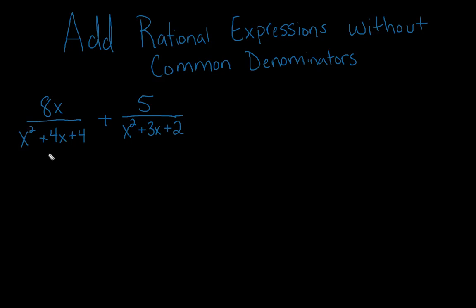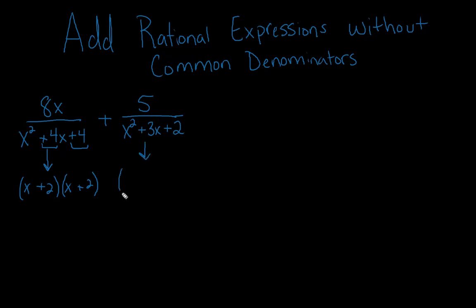The way we're going to do this is we are going to factor both denominators. So I'm going to take this first one and create two binomial expressions and factor this out. I know x goes in the front here. That's how we get x squared. Two numbers that multiply together to give us positive 4, but when we add them, give us positive 4. Well, we know that's just 2 and 2, and so that is factored.